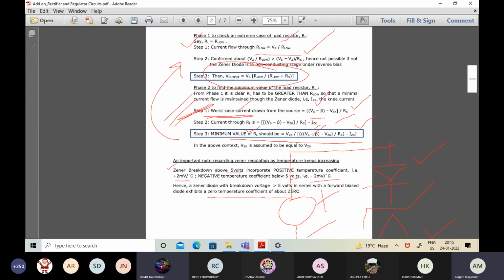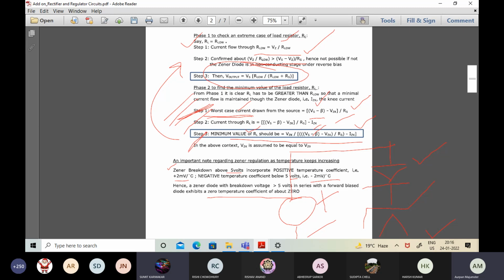So the minimal current component that is going through RL should be equal to the one given in step 2. And from there, we can understand what should be the minimum value of RL. Applying the formula's extension only, just V equals to IR. Applying V equals to IR, we're getting step 3, the minimum value of RL. So this is a very practical problem which I have discussed with you all.